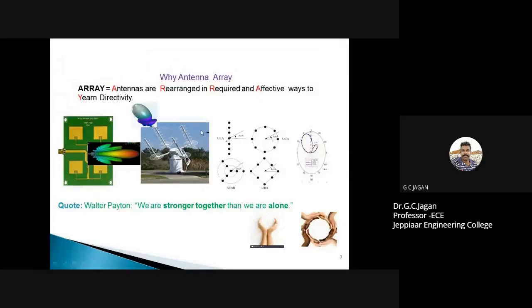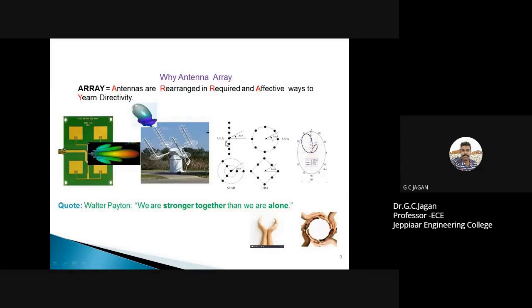When we are arranging these arrays, we can arrange them in different ways, like linear array, circular or star, in different patterns. Uniform linear array means all the antenna elements are arranged linearly in a straight line with equal spacing. Linear array means they are arranged in a straight line with equal spacing. Uniform linear array means all the elements are fed with equal amplitude and in the same phase. We call this uniform linear array.